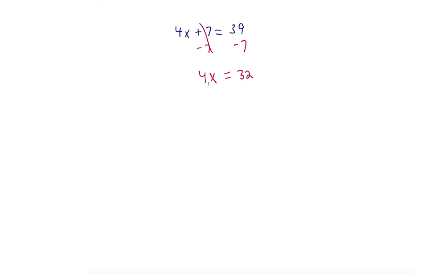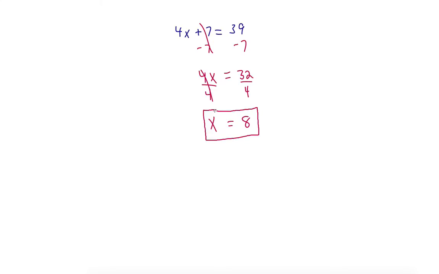Now this means 4 times some number equals 32. To get rid of this times 4, I'm going to use the opposite operation, which is division. So I'm going to divide this side by 4, but remember I also have to divide the other side by 4. Now 4 divided by 4 is simply 1, so I'm left with 1x, or I could just write it as x. And 32 divided by 4 is 8. So x equals 8.